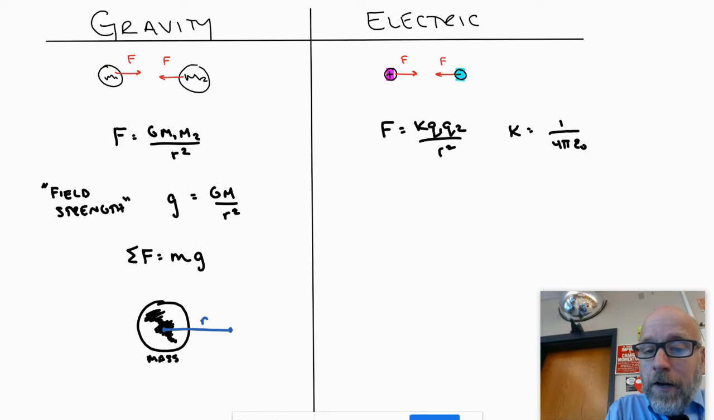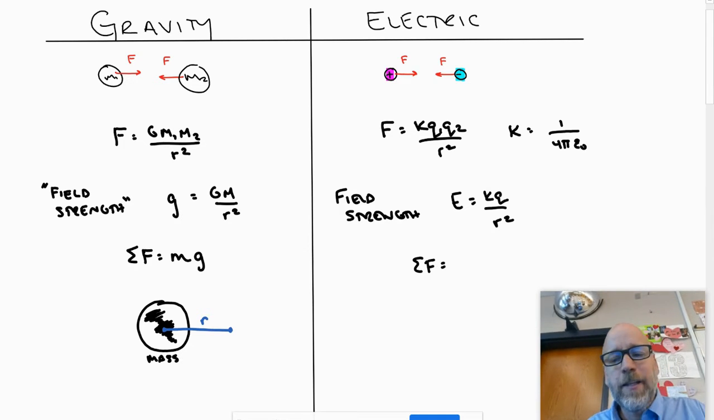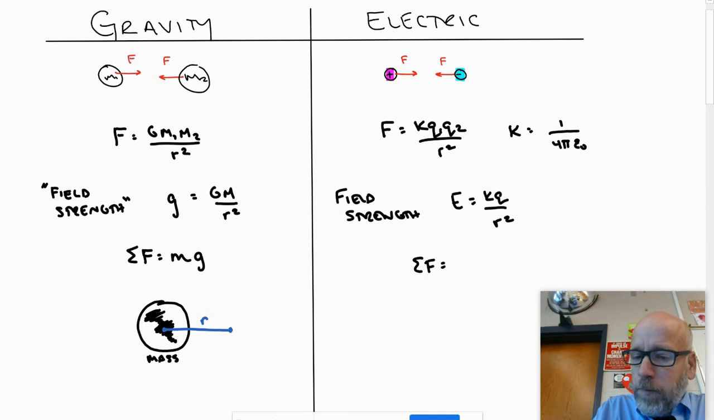Now, when we talk about electric field strength, we utilize the symbol E. Capital E is kQ over r squared. And if I want to find the sum of the forces on an object, it's not related to the mass, but instead to the charge times the field strength.